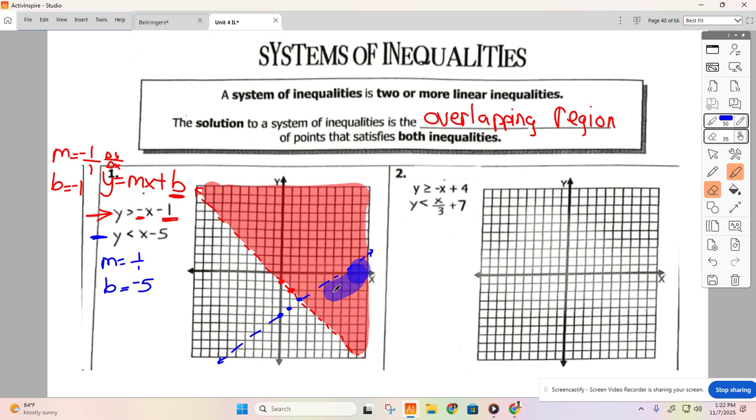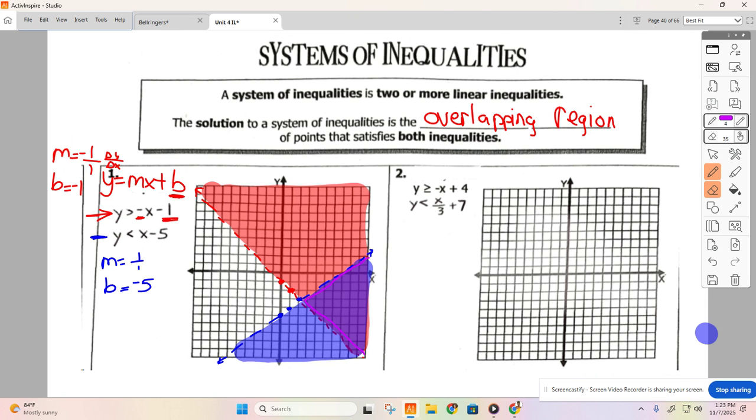Don't worry about remembering which direction you're shading, because we are going to have Desmos on this. You're basically just going to be typing it into Desmos and looking at the graphs to match them. So the solution to the system is the area that's shaded that has both of the colors.